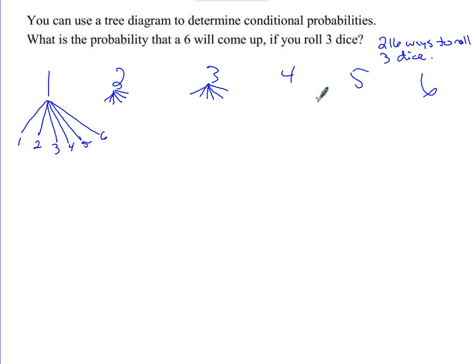Okay? Now let's say that second roll was a 1, so I have 1, 1. How many different ways can that third roll occur? 6 different ways. That third roll can be a 1, 2, 3, 4, 5, or 6.